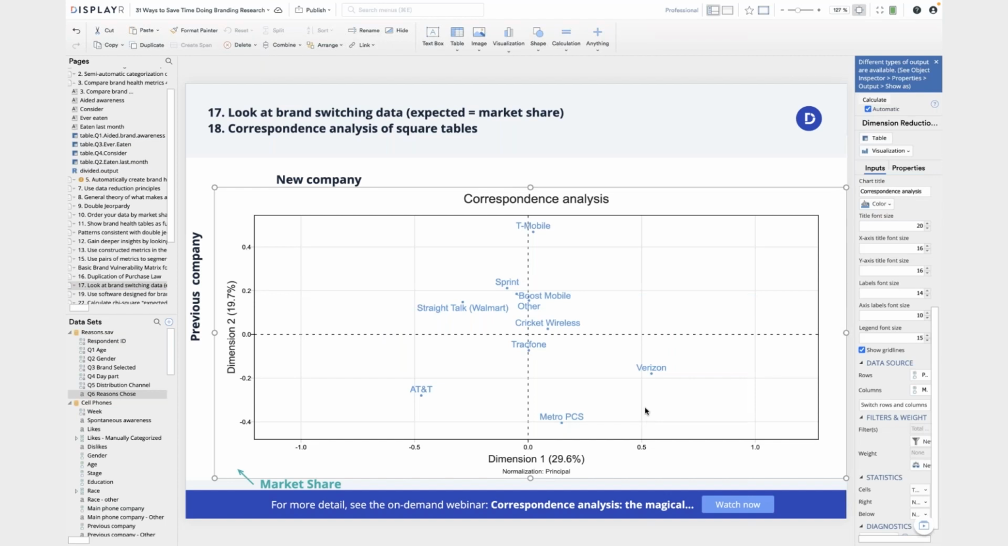Now, I say everything else, but a little tip, and I encourage you to check out the webinar here. When you do brand switching data, the maps tend not to explain high amounts of variance. So this one here is only explaining 30 plus 20, so approximately 50% of the variance in the data. And so a lot of key patterns are missing from this map, and you'd want to refer to the original table. When we do other forms of correspondence analysis with other types of data, they tend to do a better job.